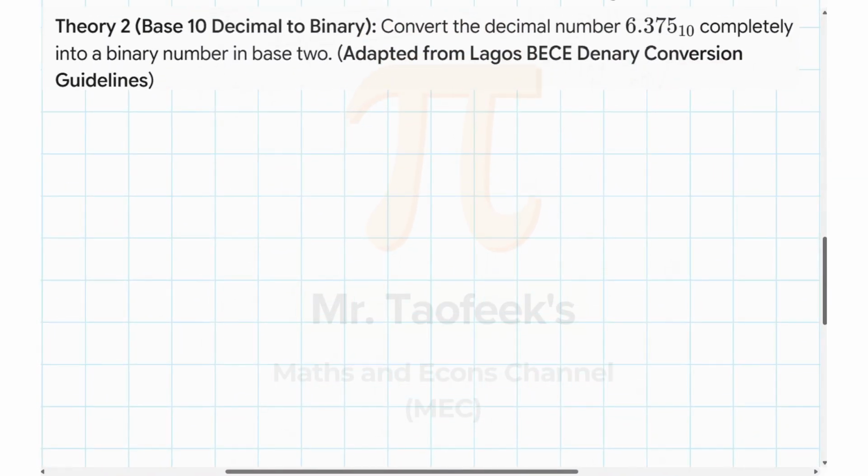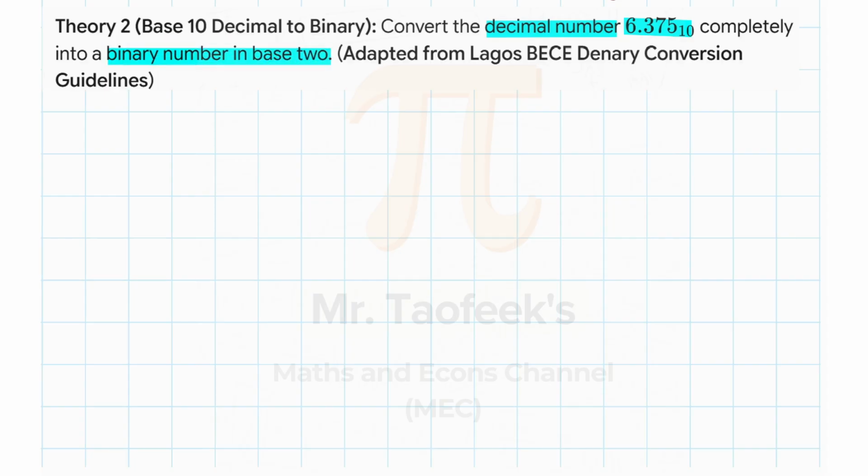Okay, so for the second theory question, we're told that we have a decimal number. Decimal number just means a number in base 10. So convert the decimal number 6.375 base 10 completely to a binary number in base 2. Okay, completely to what? A binary number in base 2. So what do we do and how do we do this? Very easy, as you already know.